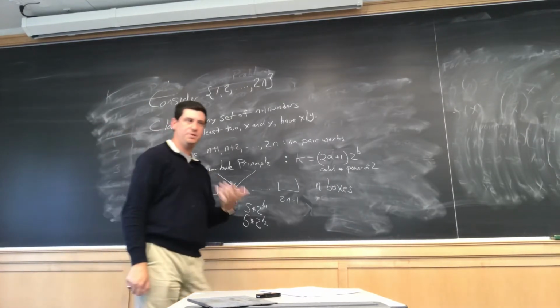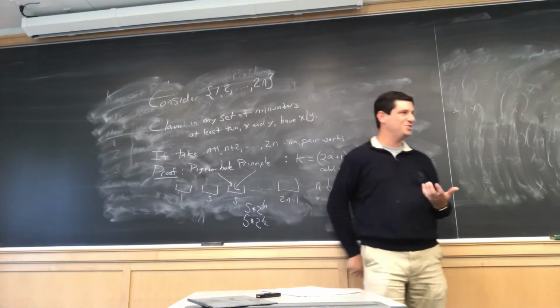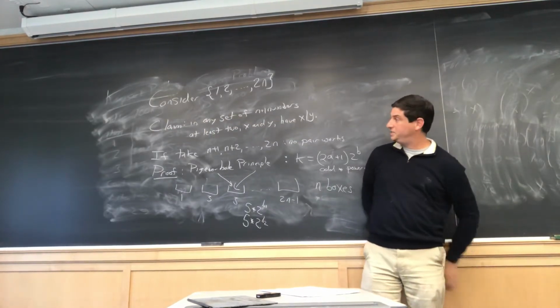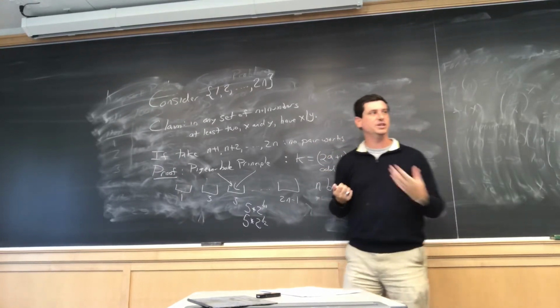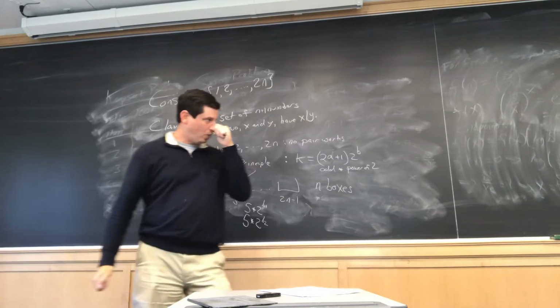The hardest part about pigeonhole problems is figuring out what your boxes and pigeons are. The idea here that you want to write your number as odd times a power of 2, that's really clever. Okay, why am I asking this problem?